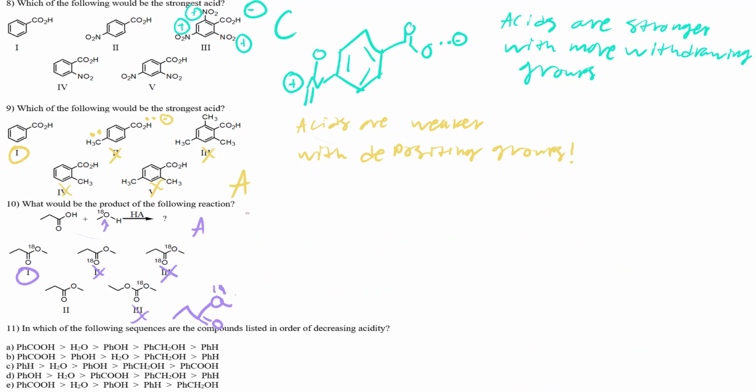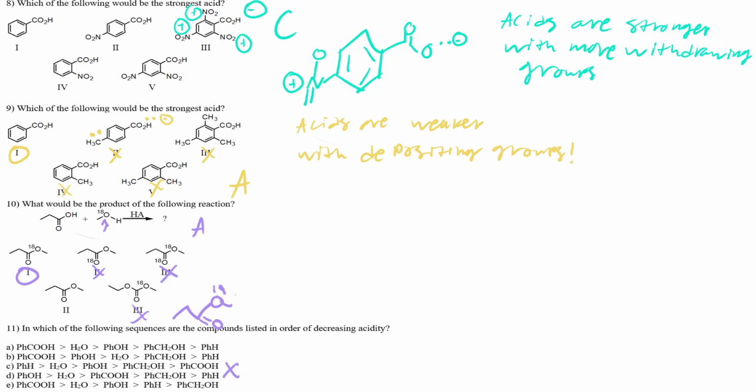Number 11. In which of the following sequences are the compounds listed in order of decreasing acidity? So we want something that is strong, and then as we progress toward the right, we want something that is weaker. So I know that carboxylic acid is like the strongest acid that we have in this list. Okay, so my first one should be carboxylic acid. So I know that C and D are wrong. So it's either A, B, or E. Okay, A, B, or E.